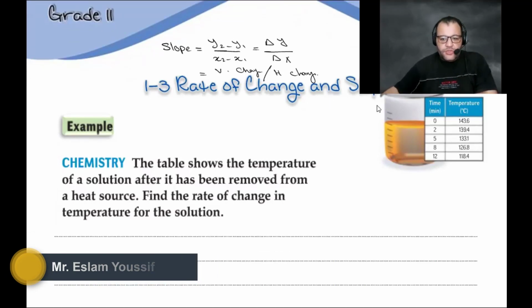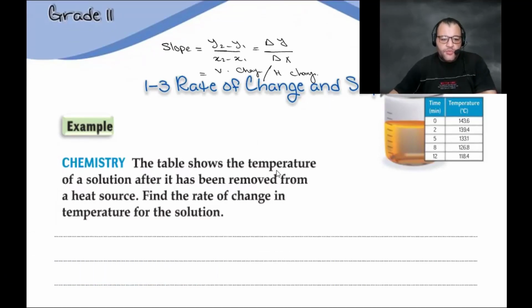For the first question, we have a table showing the temperature of a solution after it has been removed from the heat source. Find the rate of change in the temperature for the solution. To find the rate of change, does the temperature depend on the time, or the time on the temperature? The temperature depends on the time. So we have x and y. Y depends on x.